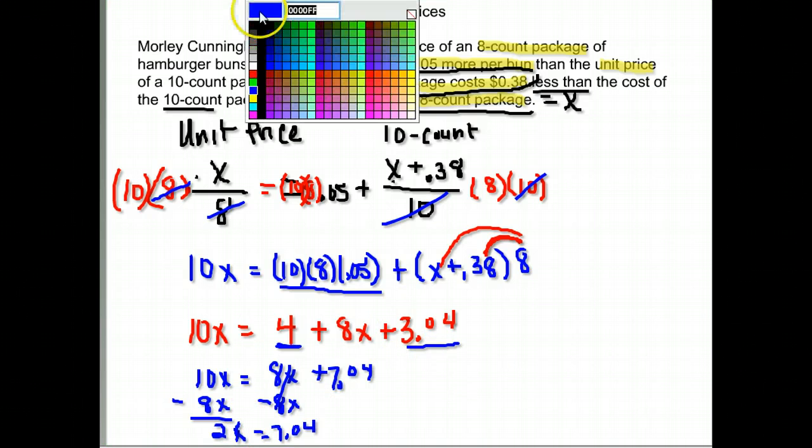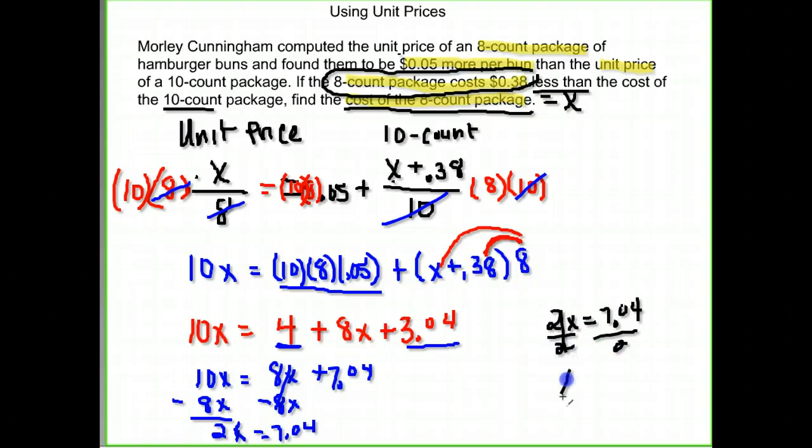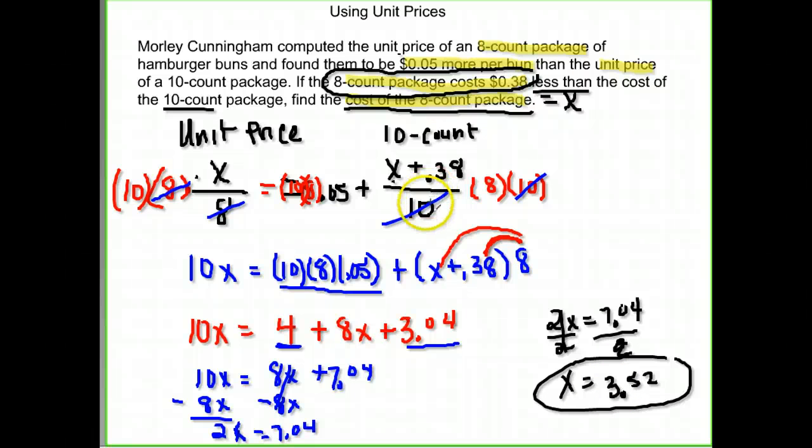Forgive me for running out of room. Okay, let me set that up over here. If you have 2x equals $7.04, to finish solving that, the opposite of multiplying by 2 is divide by 2. If I divide both sides by 2, I get $3.52. Whew, and we're done. The price of an 8-count package of hamburger buns is $3.52. And you could go back through and verify all of this other information just to make sure your answer is correct.